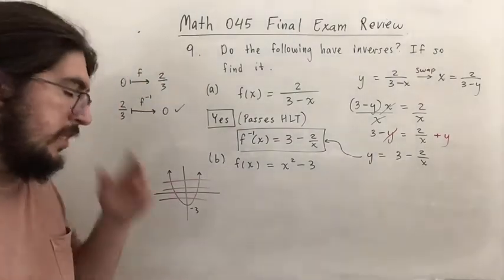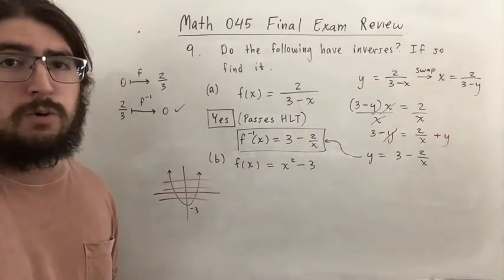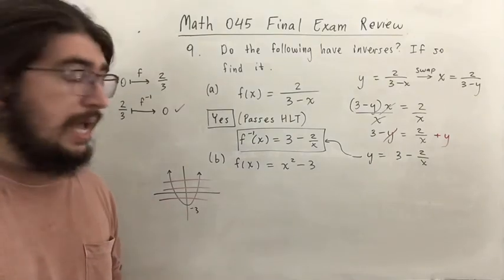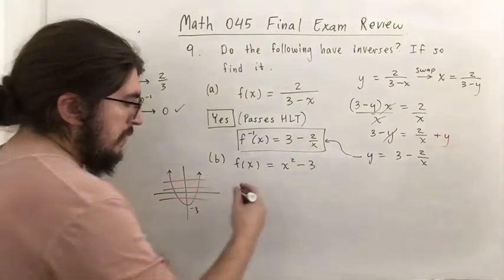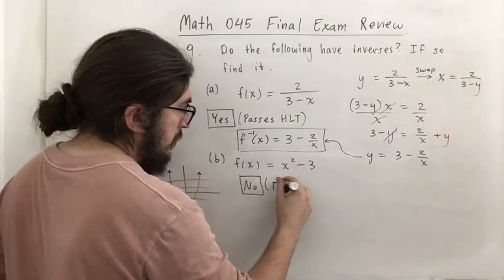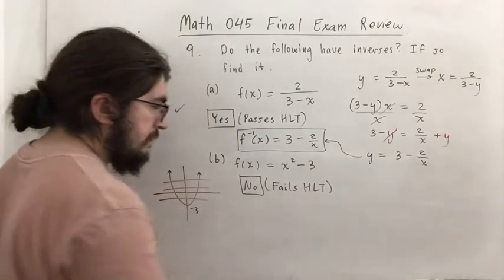If we were given a restriction like x is bigger than 0, then it's only this right half of the parabola, and that would actually pass the horizontal line test. And that would actually, believe it or not, have an inverse function. But this doesn't. So the answer here is no, and that's because we fail the horizontal line test for this function.